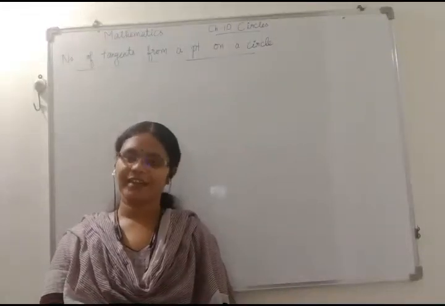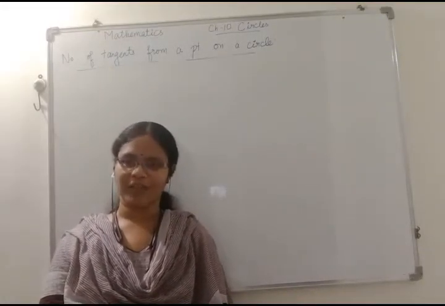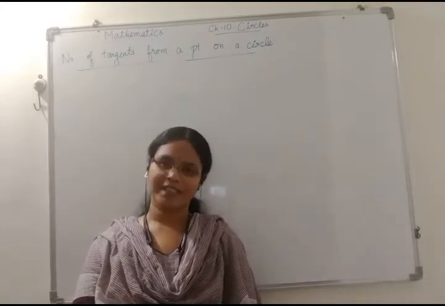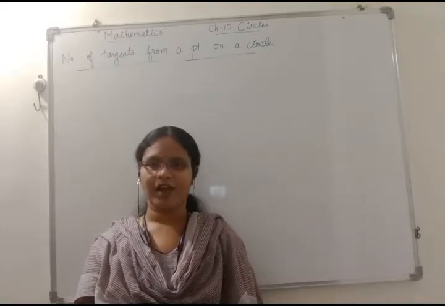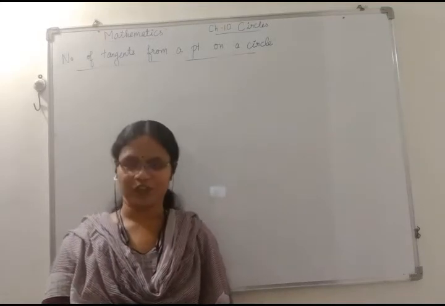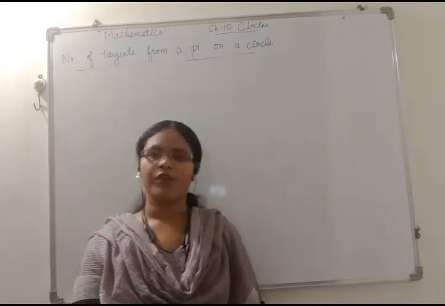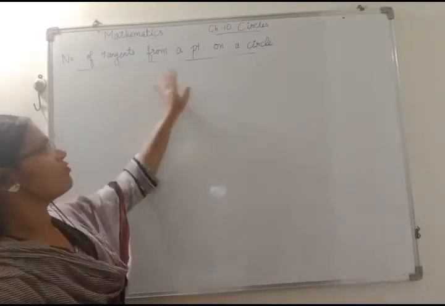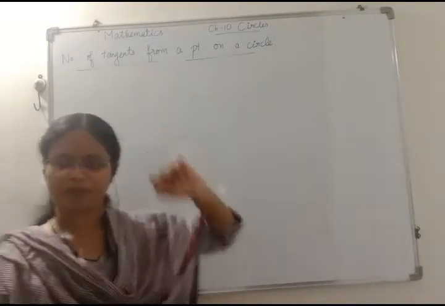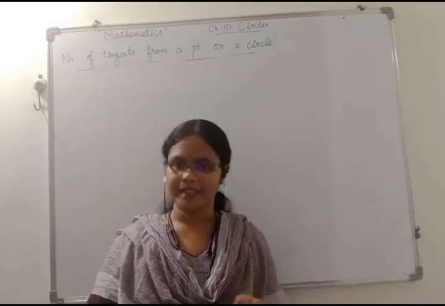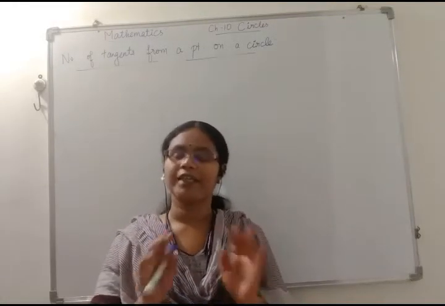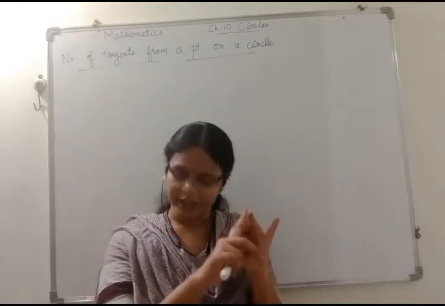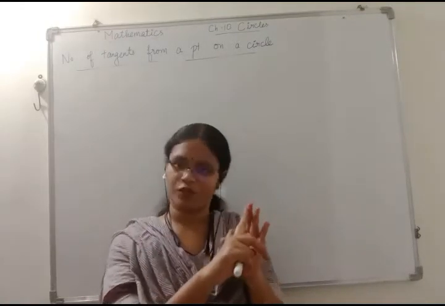Good morning. In this video, we are going to continue with chapter 10, circles. In the previous video, we have seen what is a secant and what is a tangent, and also a theorem on tangent. Now, we are going to move on to the next subtopic, number of tangents from a point on a circle. In 9th standard, we have already studied that a circle divides a plane into three parts: interior of a circle, the circle, and exterior of the circle.